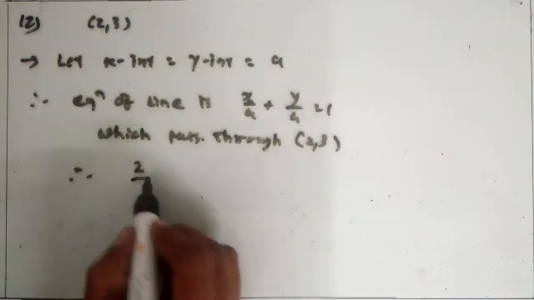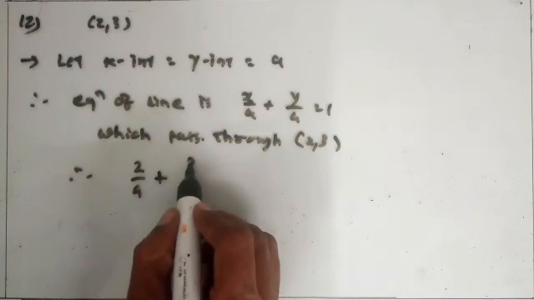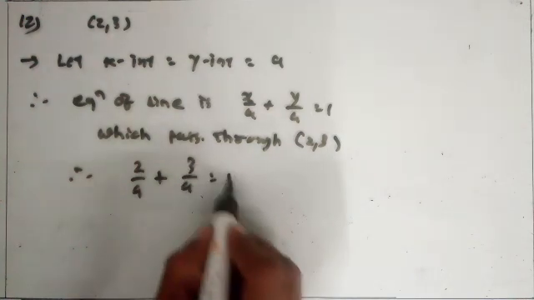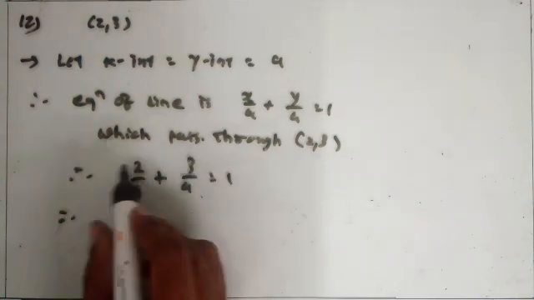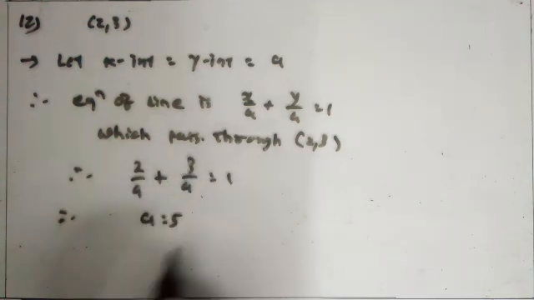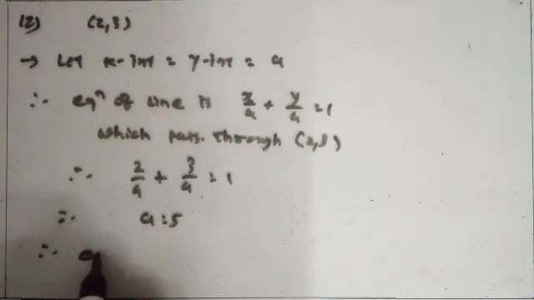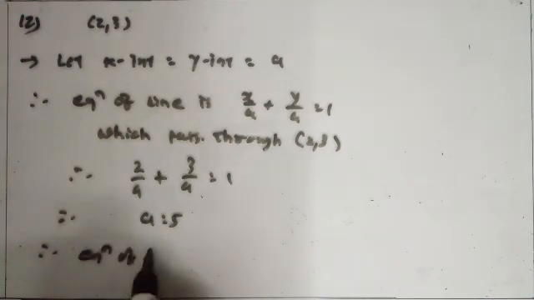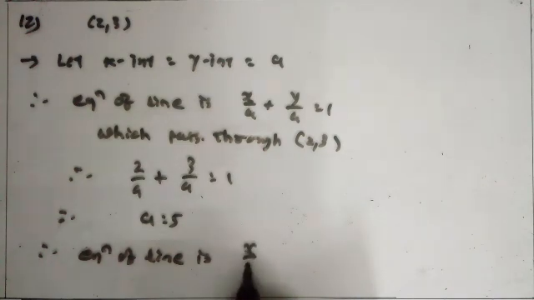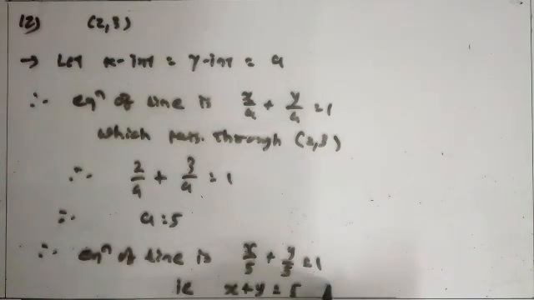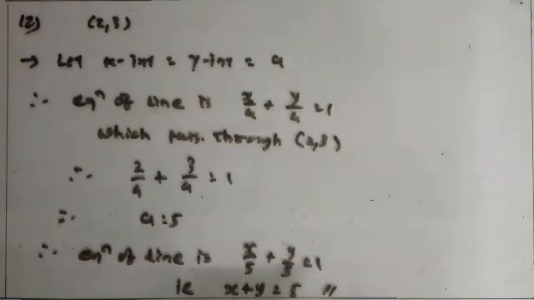Therefore, replace x by 2 and y by 3: 2 upon a plus 3 upon a is equal to 1. Therefore, a is equal to 3 plus 2, that is 5. So, a is equal to 5. Therefore, the equation of line is x upon 5 plus y upon 5 is equal to 1, that is x plus y is equal to 5. This becomes the equation of the required line. Clear?